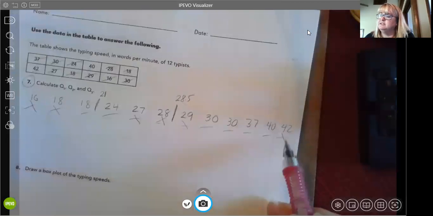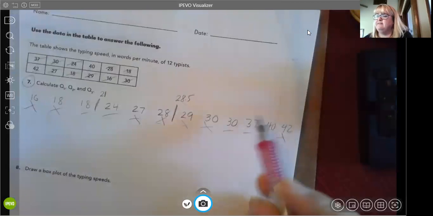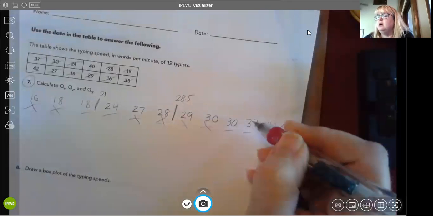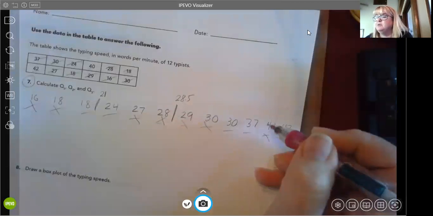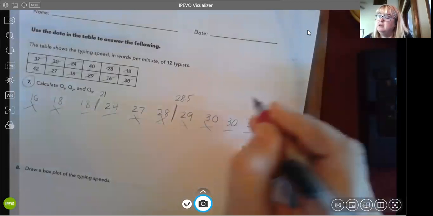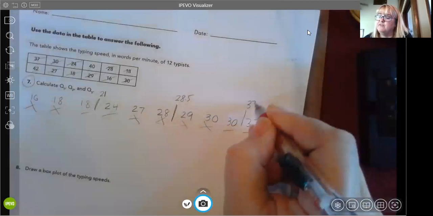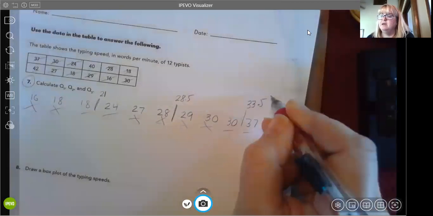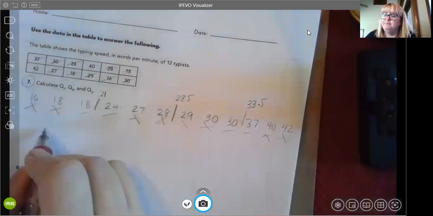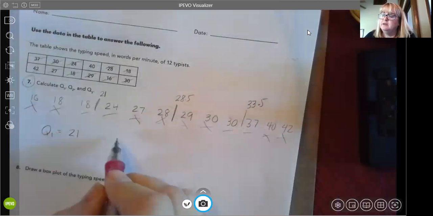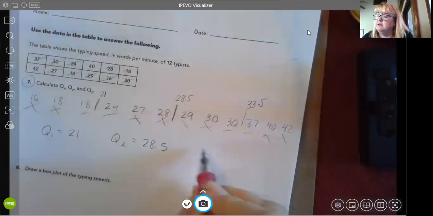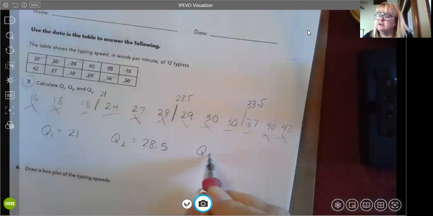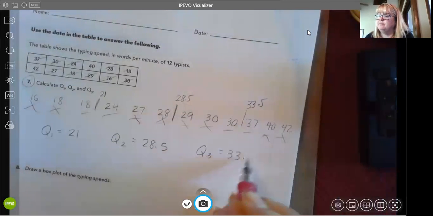And then we got to figure out Q3. Smallest, largest, 30 and 37. Well, I know what's in the middle between 0 and 7 is 3.5. So between 30 and 37 would be 33.5. Okay, so Q1 is 21. Q2 is 28.5. Q3 is 33.5.